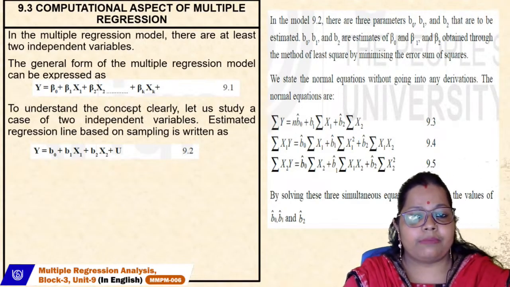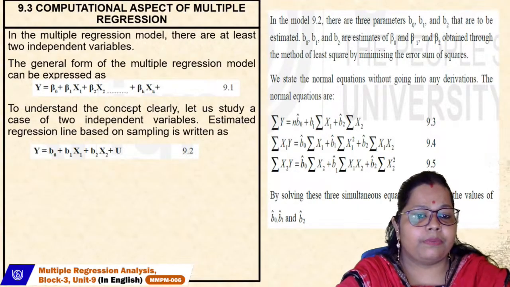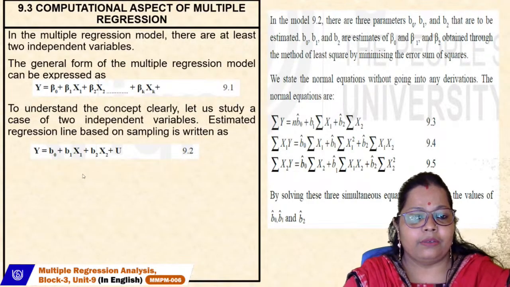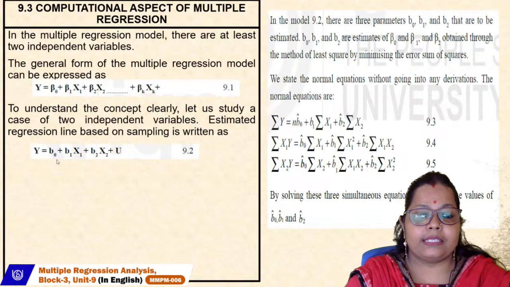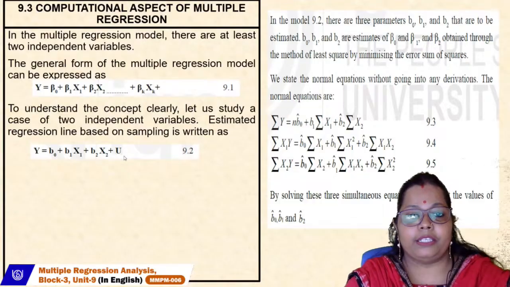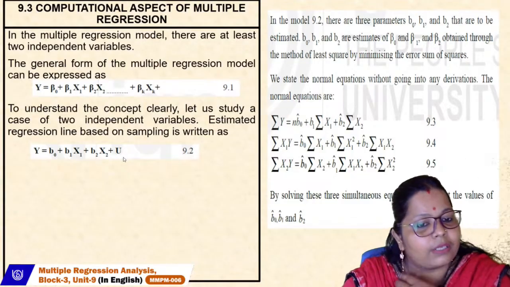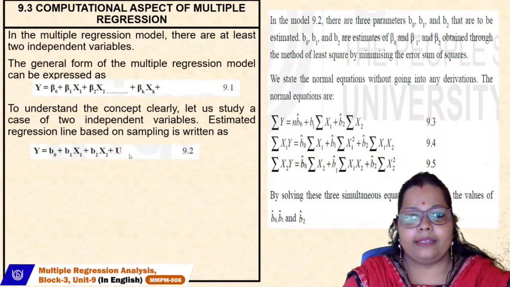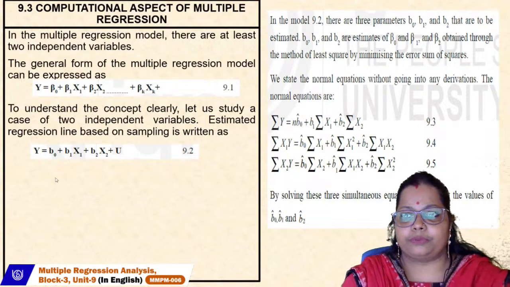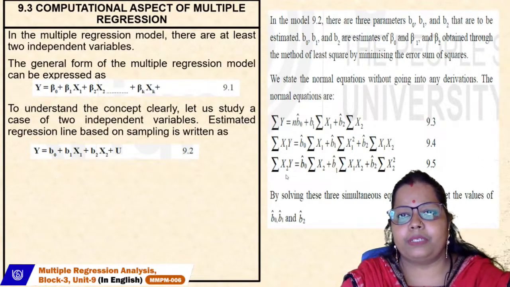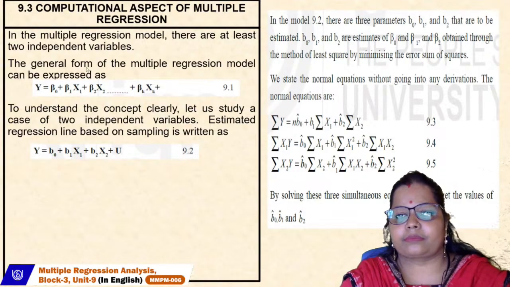To understand the concept clearly, let us study a case of two independent variables, the estimated regression line based on the sample, which I had written in equation 9.2, that is y equals beta 0 plus beta 1 x1 plus beta 2 x2 plus u. So what is the value of u? It is nothing but the error term, and along with the constant term beta 0, some error term must be there in the multiple regression model.